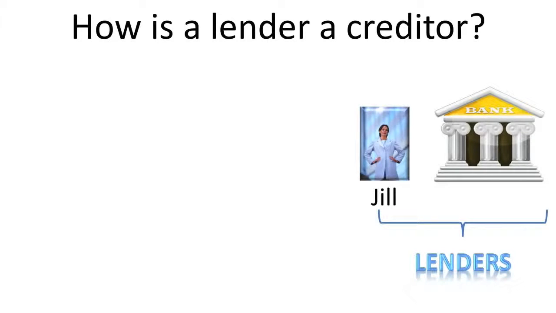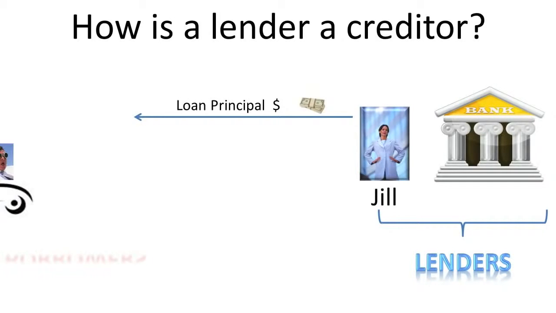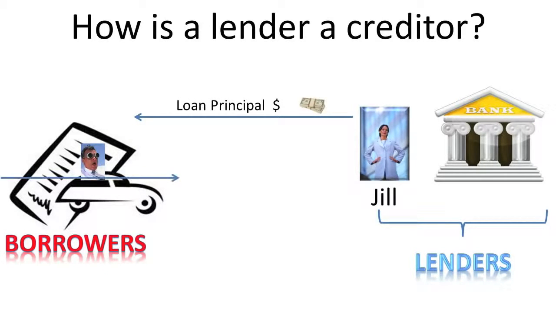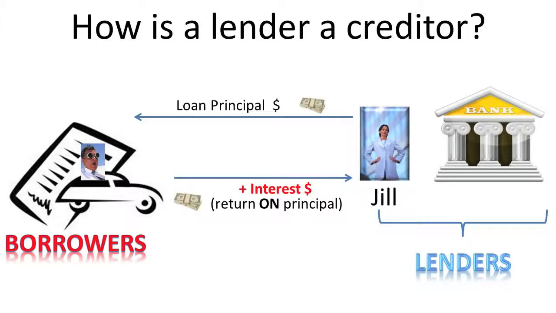Jill will represent lenders. Jill lends a certain amount of resources, called principal, to borrowers, then charges a fee called interest for using the principal. Over the life of the loan, if all goes well, Jill will receive interest payments classified as return on principal, as well as a return of the original principal she lent out.